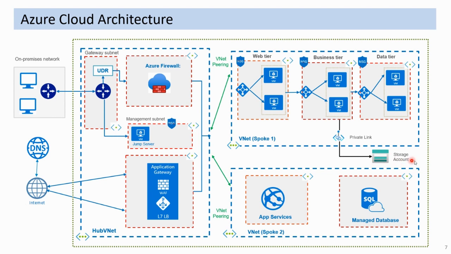Spoke 2 contains two Azure services. One is my app service, the other one is a database service. The app service hosts my web application. So this request will come to this web application because I have VNet peering with my hub network where my load balancer is running, and then the request comes to the app service via VNet peering. This is the second flow. So you can design any kind of network with the help of this kind of architecture.